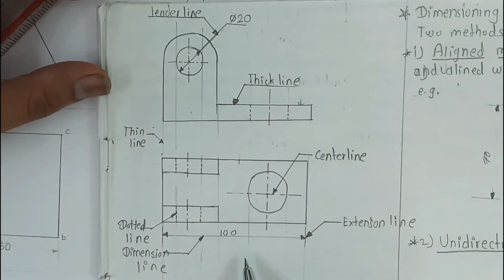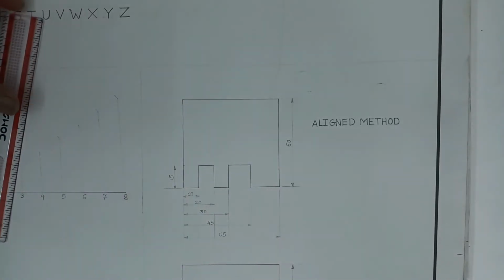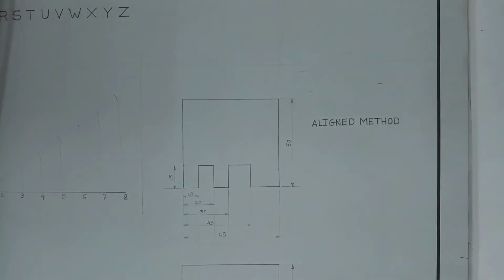Through these two views, I have made you aware of the different types of lines and when to use a particular line. Now coming to the dimensioning. First of all, why do we do dimensioning?